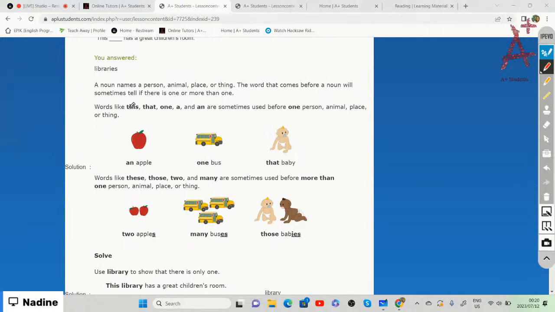words like this, that, one, a, and an are sometimes used before one person. And remember, sometimes we don't have to put an actual number to show that it is only one person, one animal, one place, or one thing. So we can either have words like this apple, or that apple, or one apple, or an apple, and that basically refers to only one apple.